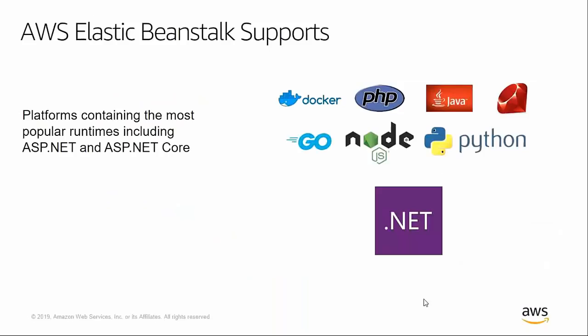So Elastic Beanstalk supports today's most popular runtimes, including Docker images, PHP, Java, Go, Node, Python, Ruby, and it also supports .NET, both .NET Framework as well as .NET Core, and I'll share a little bit more details about that here.